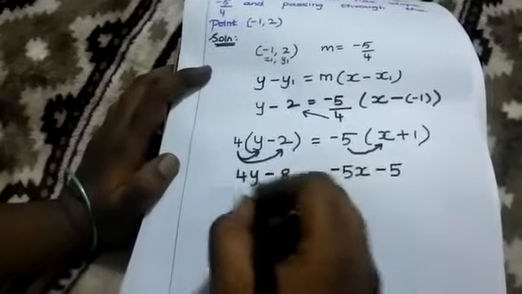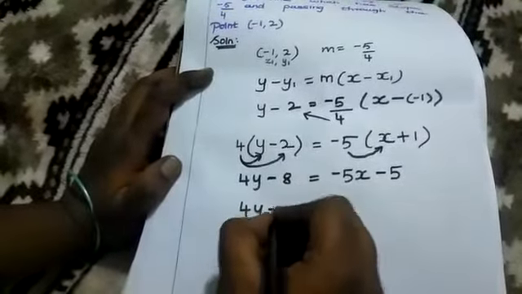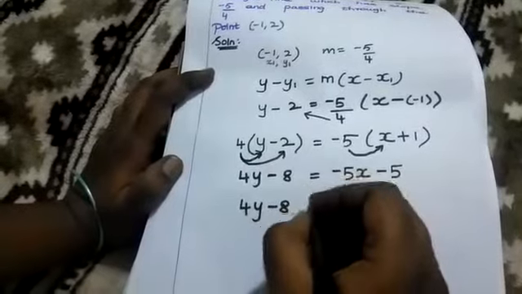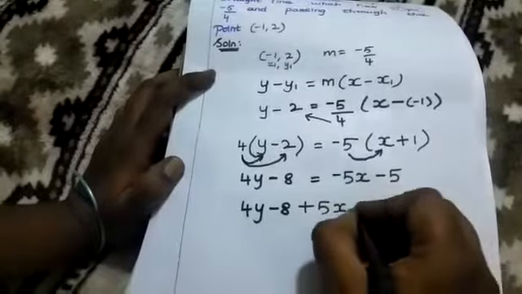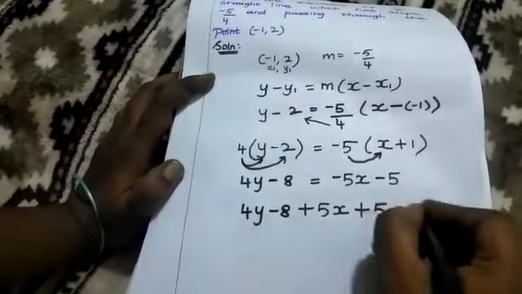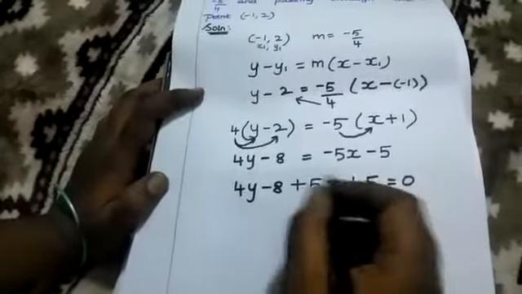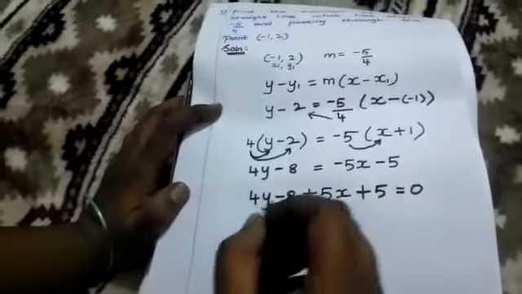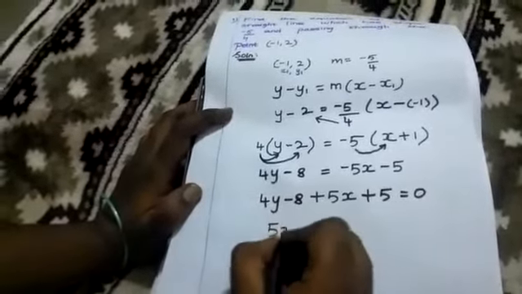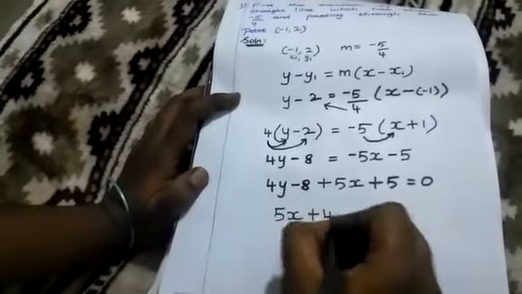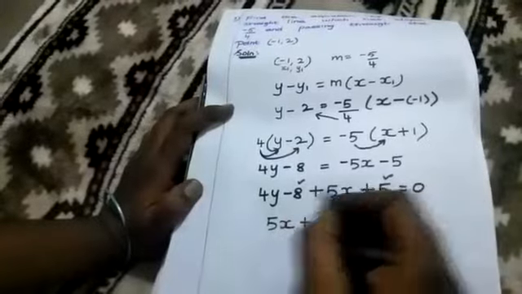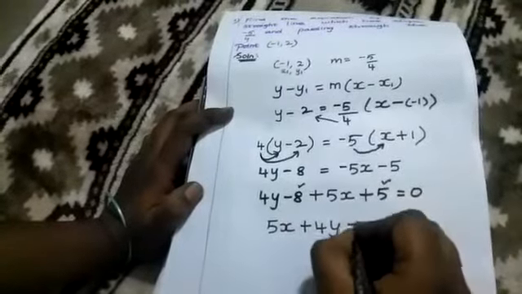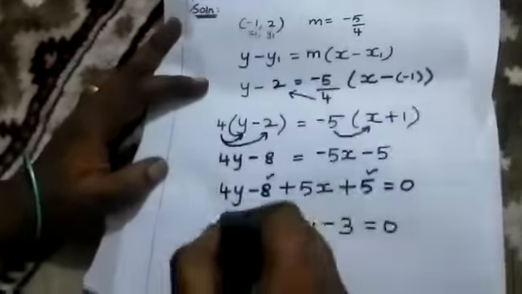So I need to write this one first. That is 4y minus 8 minus 5x, while taking this side that will become plus 5x. Minus 5 while I am taking this side that will become plus 5 is equal to 0. Now first 5x is there. First the x term you should write. So 5x, then y term, then at last the constant term. So here we have two constant terms. So simplify it. Minus 8 plus 5 will become minus 3, which is the equation of a straight line.